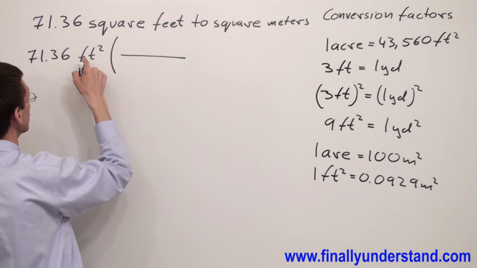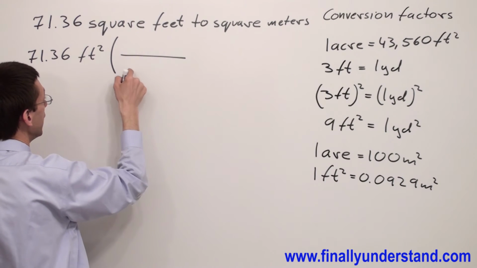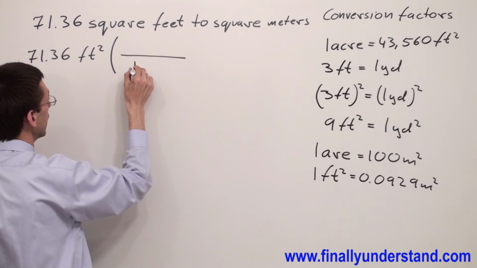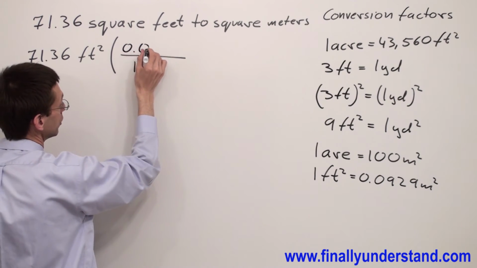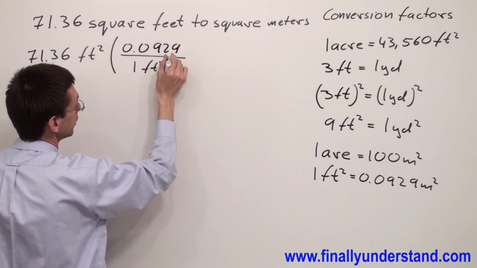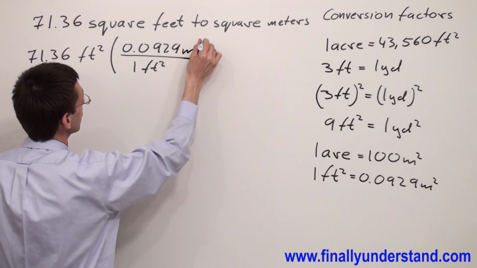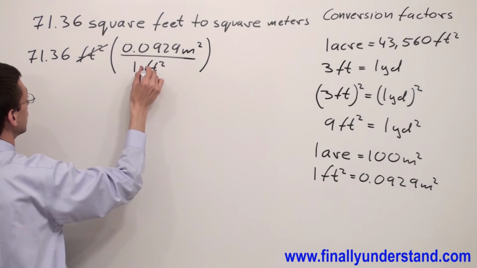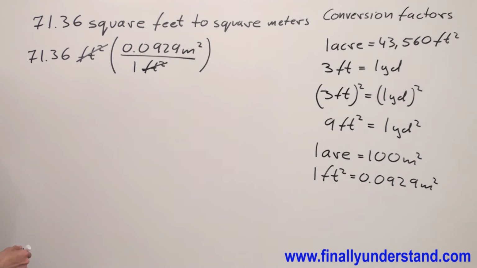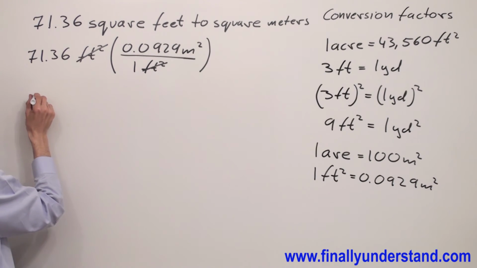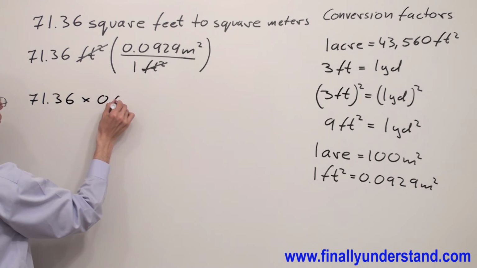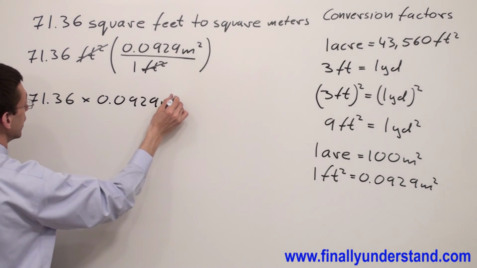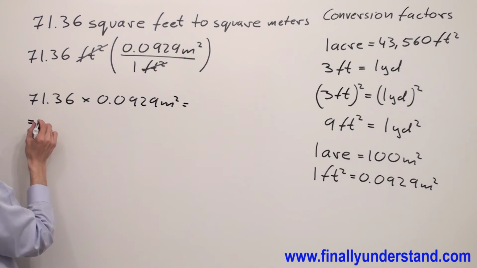In order to eliminate square feet, I have to make sure that I'm going to have square feet in the denominator of this fraction. 1 square foot is equal to 0.0929 square meter. Feet and foot will cancel out, and I'm going to have simply 71.36 times 0.0929 square meters.